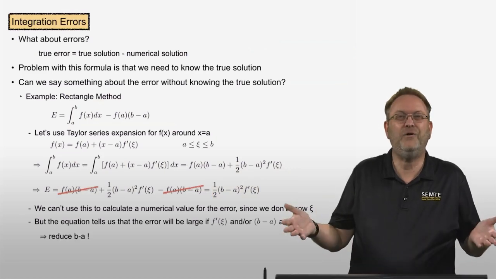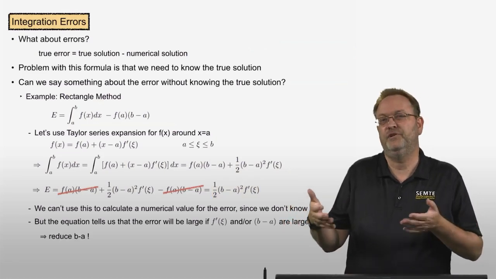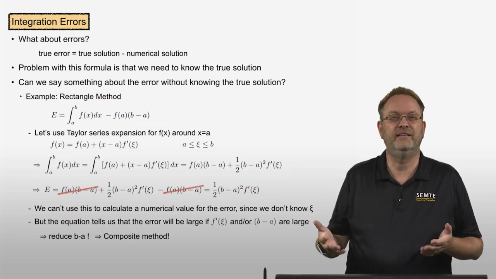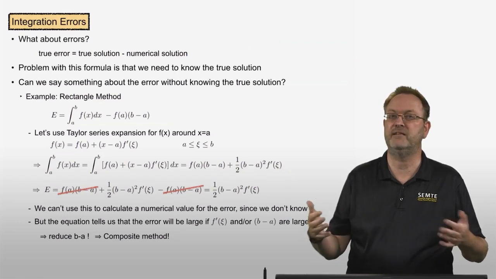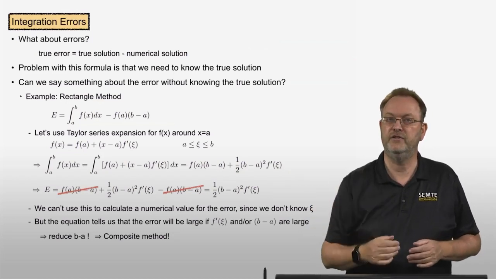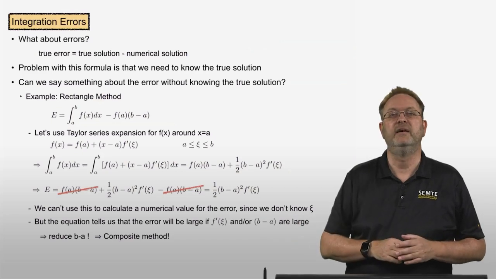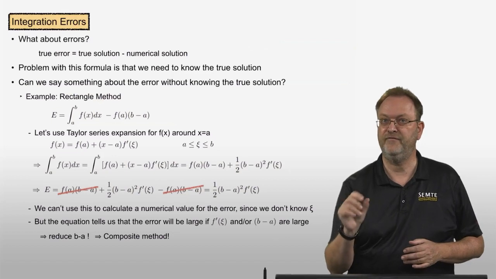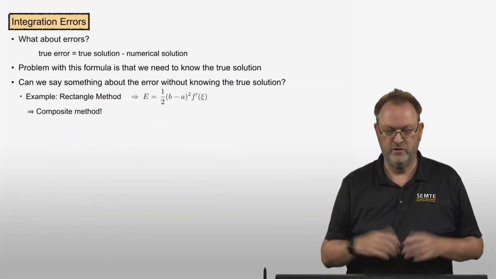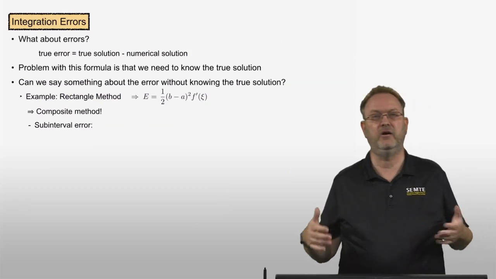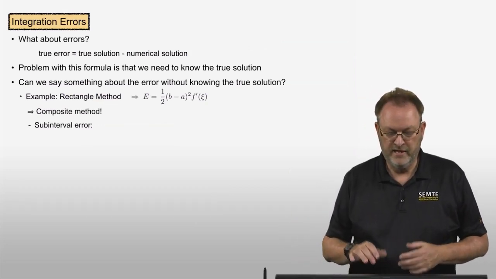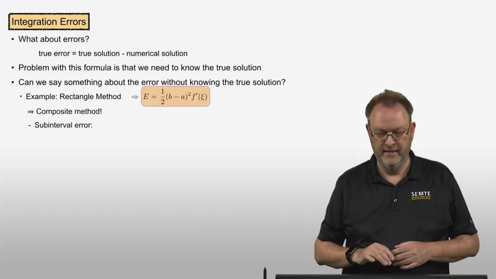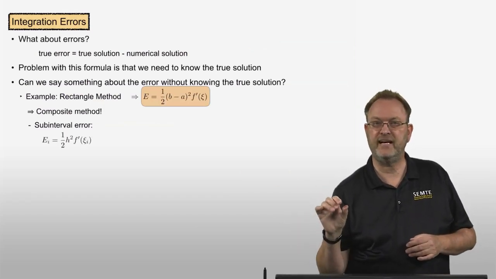Now, how can I address this? Well, I have to reduce this distance over which I'm integrating. And how did we do this? Well, we used a composite method, meaning we did this integration not over the entire integral at once, but we did it over subintervals, thereby reducing this effective integration bounds. So let's see what happens if I'm using a composite method. So I'm integrating over a subinterval, so not over the entire a to b, but instead over a subinterval of size h.